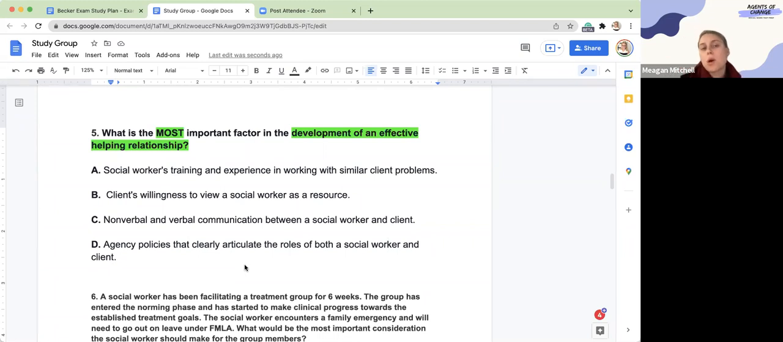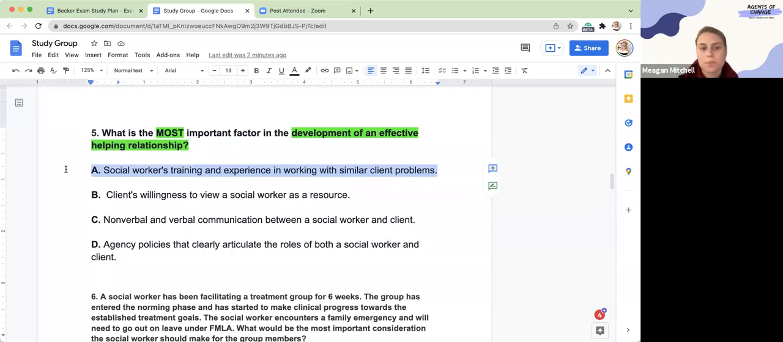Okay, remember I said most questions, there could be factors that are important, but we're looking for the best one for a helping relationship. Social workers' training and expertise in working with similar client populations. That could definitely be important, but there are many skilled people that would not be an appropriate fit or be the only reason that would give an effective helping relationship. Training and experience is helpful, but that doesn't mean you're going to be the right fit for that client, right?